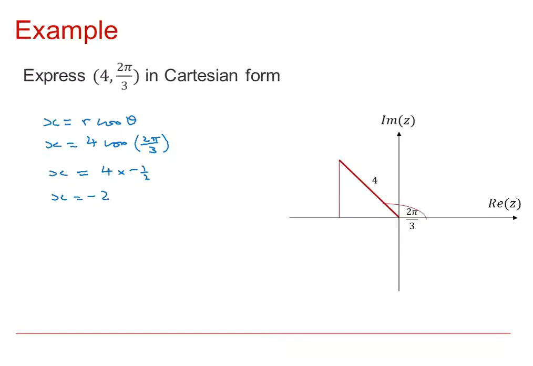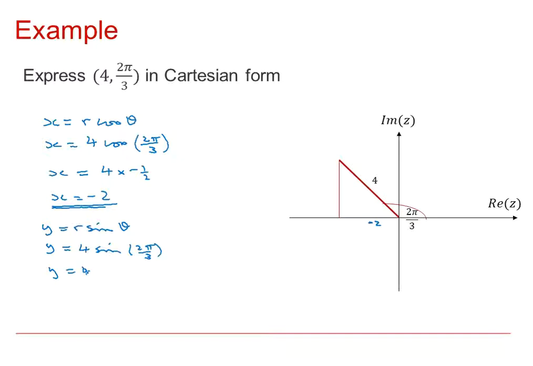x is minus 2. And we would expect a negative x coordinate on the diagram here. So that's a useful little check. If we're looking for the y coordinate now, we know that y is r sin theta. So y is 4 sine 2 pi by 3.